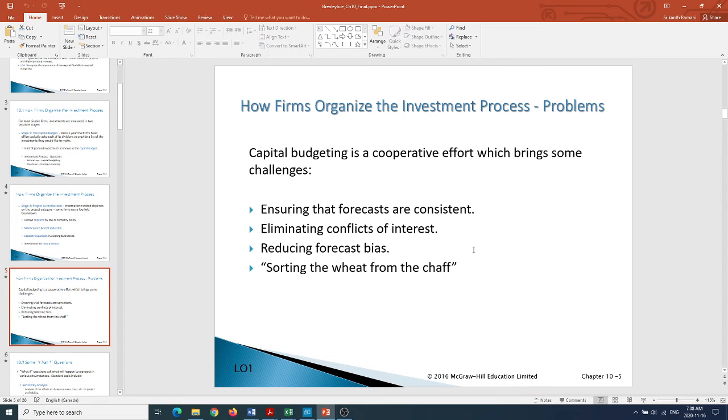So it is up to the manager to think about what the actual outcome is rather than just falling for all the rosy forecasts, right? You have to think about sorting the wheat from the chaff. So the idea is that you need to ensure that your projects are positive NPV projects. And when you're thinking about positive NPV projects, if those projects are so positive, why hasn't someone else done this project, right?